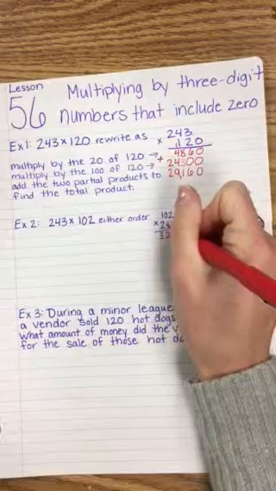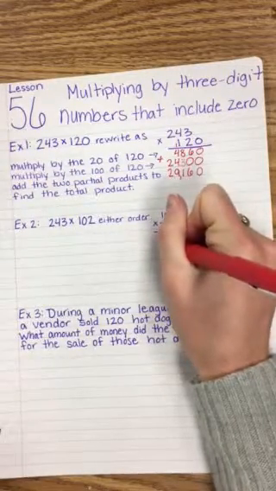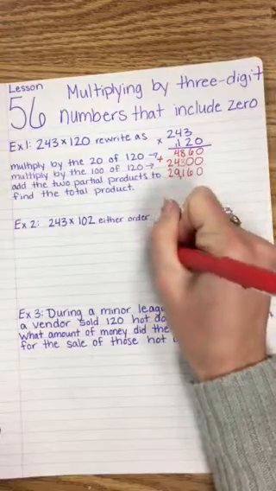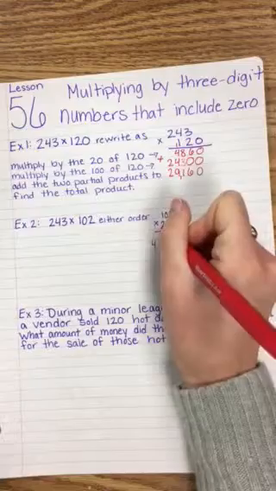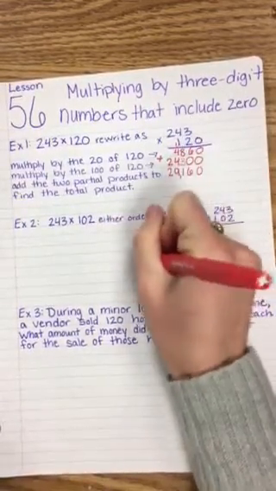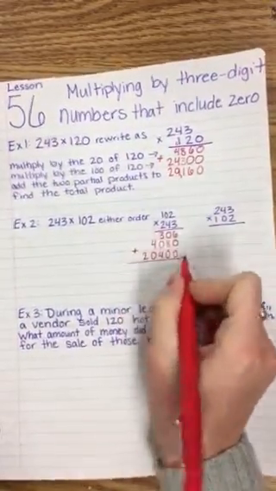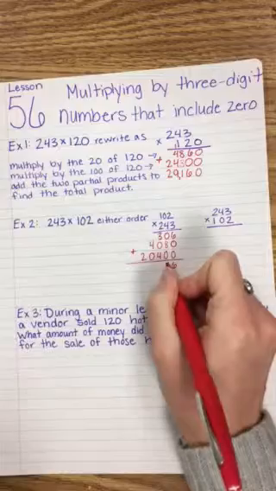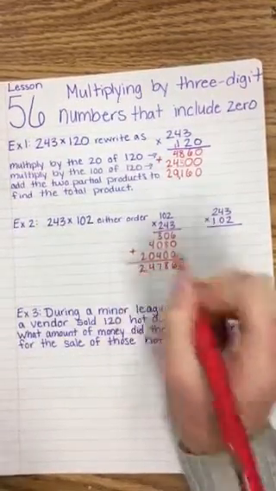And then we're going to do 4 times 2 is 8. 4 times 0 is 0, and 4 times 1 is 4. Then we're going to add our double 0 to move to the hundred spot. 2 times 2 is 4, 2 times 0 is 0, and 2 times 1 is 2. Then we add all our partial products together.